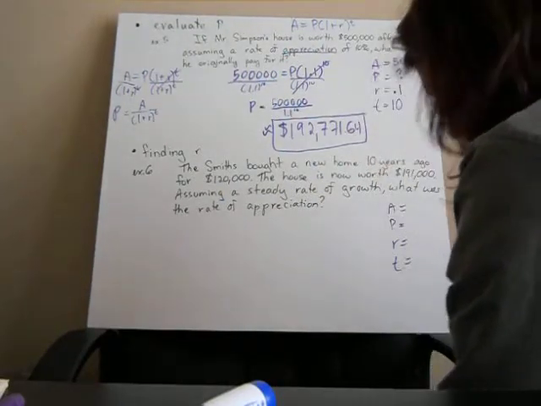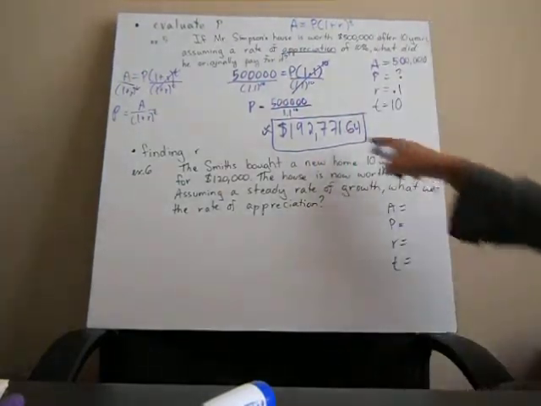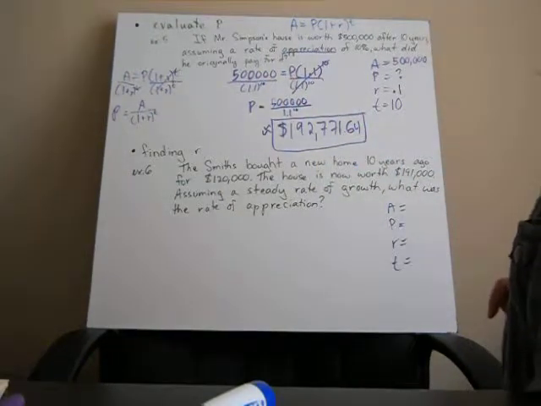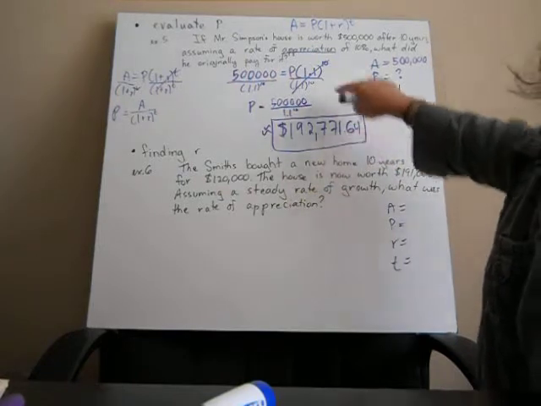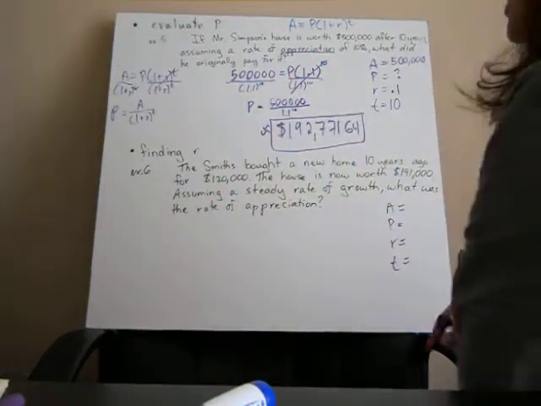Okay. Yep, hope I'm reading my handwriting there. I think that's the one. Okay. So that's finding P, so you just plug in the other stuff and divide to get P by itself.